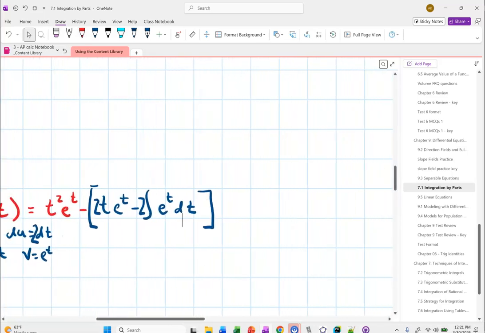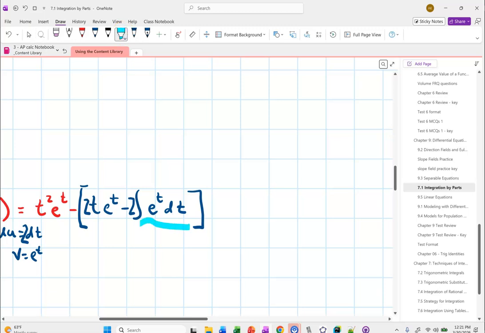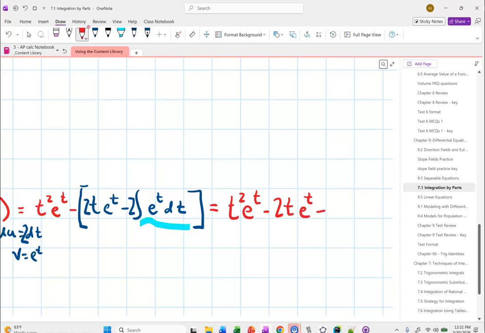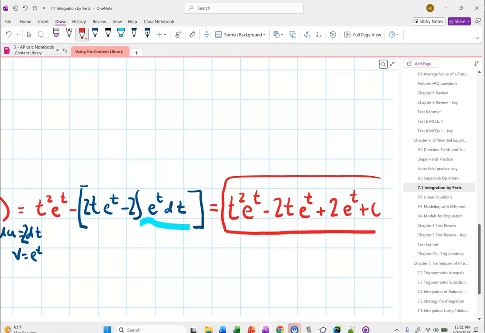Okay. And now notice the integral of e to the t dt, that's something we can handle. And there we're done. So in that example, we nested 2 integration by parts, one inside of the other.